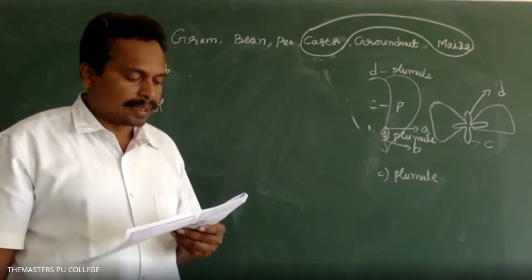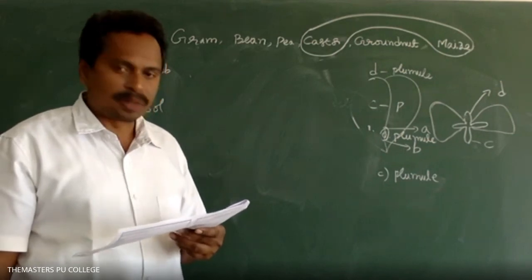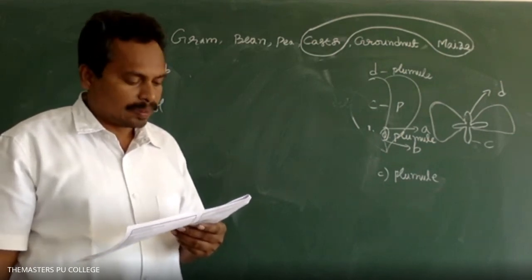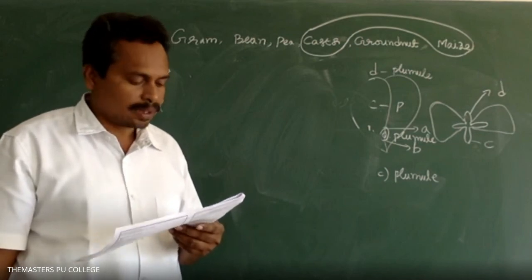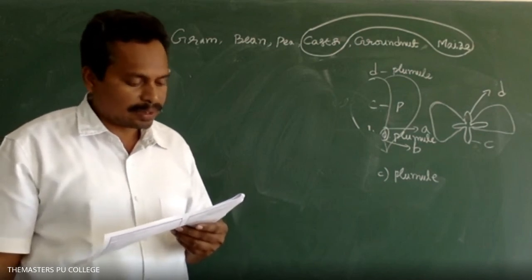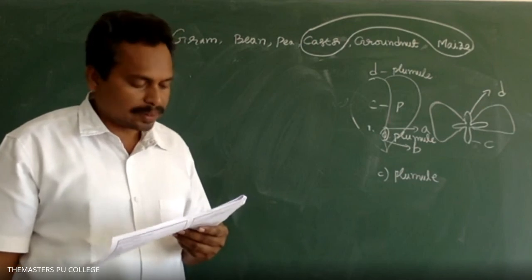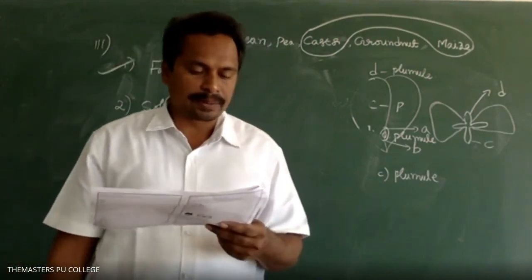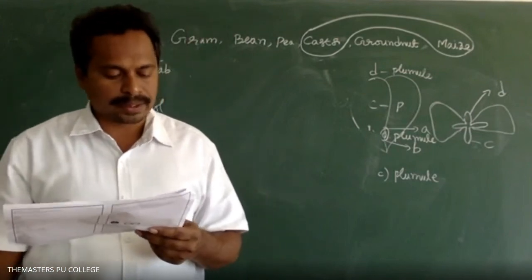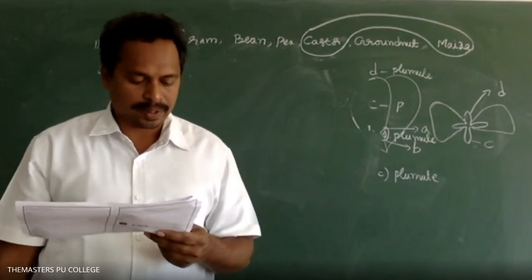Next, the floral diagram represents what? Option 1 is position of flower. Option 2 is number and arrangement of the floral parts. Option 3 is nature of plant. Very good. Option 2, sir. Number and arrangement of the floral parts. Option 2 is the correct answer.